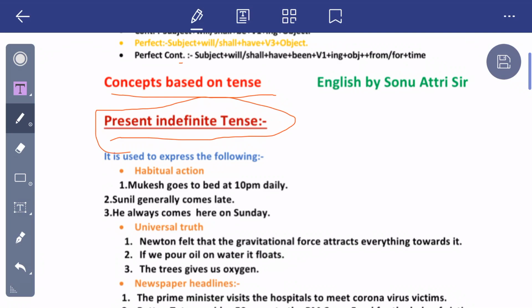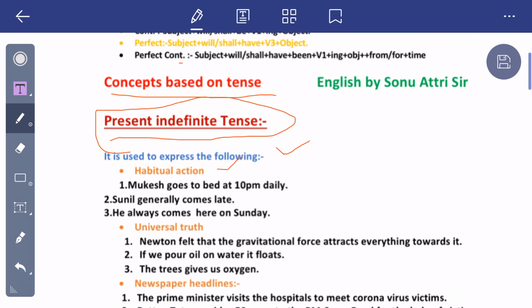So at the very first, it is used to express the following. The very first is habitual action. Which type of action, beta? Habitual action, in which the first sentence is Mukesh goes to bed at 10 p.m. daily. Second sentence, Sunil generally comes late. Third sentence, he always comes here on Sunday.